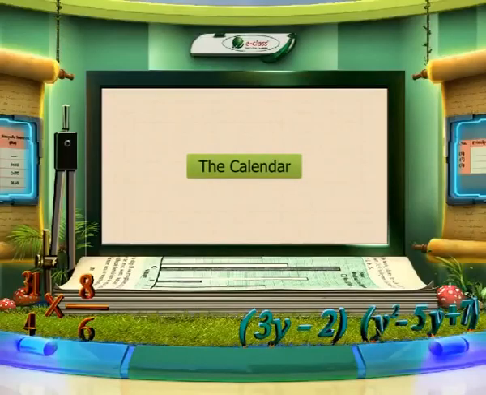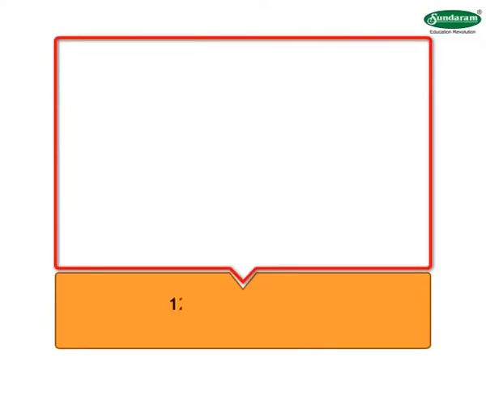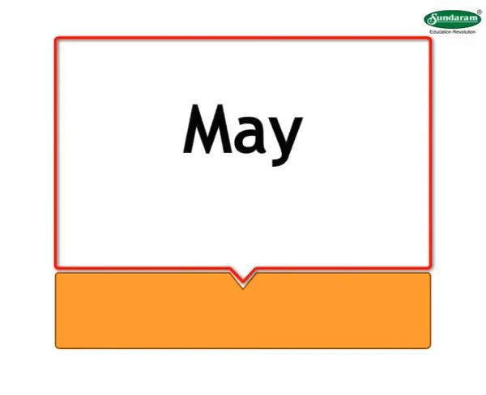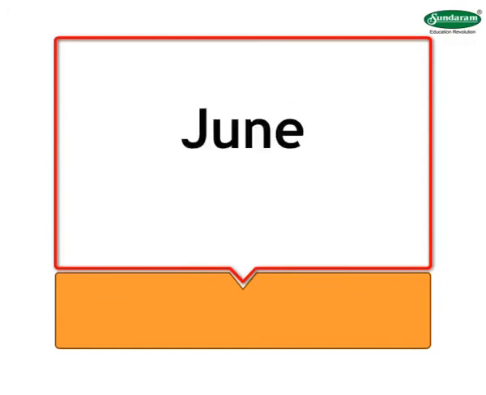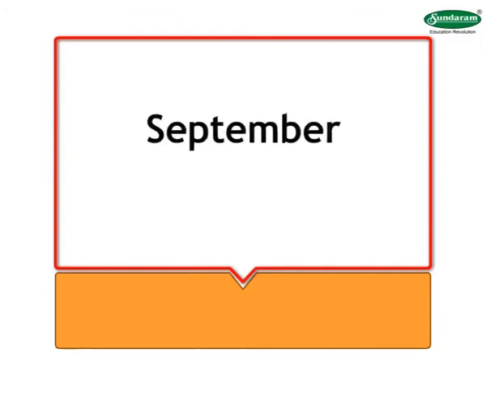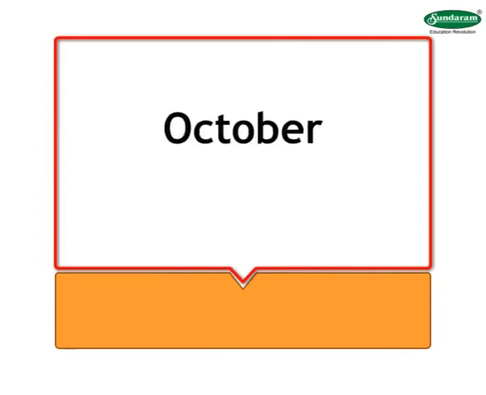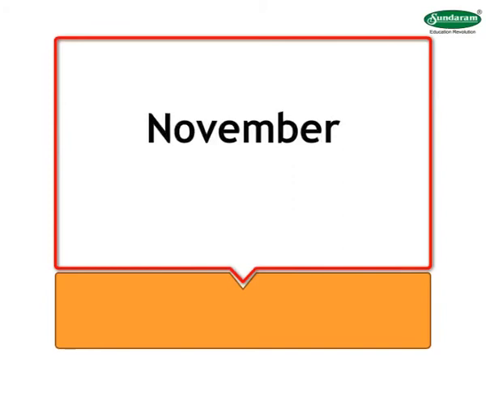Calendar. There are 12 months in a year. There are 30 or 31 days in a month. The first month of a year is January, followed by the second month February, third month March, fourth month April, fifth month May, sixth month June, seventh month July, eighth month August, ninth month September, 10th month October, 11th month November, and lastly the 12th month December.